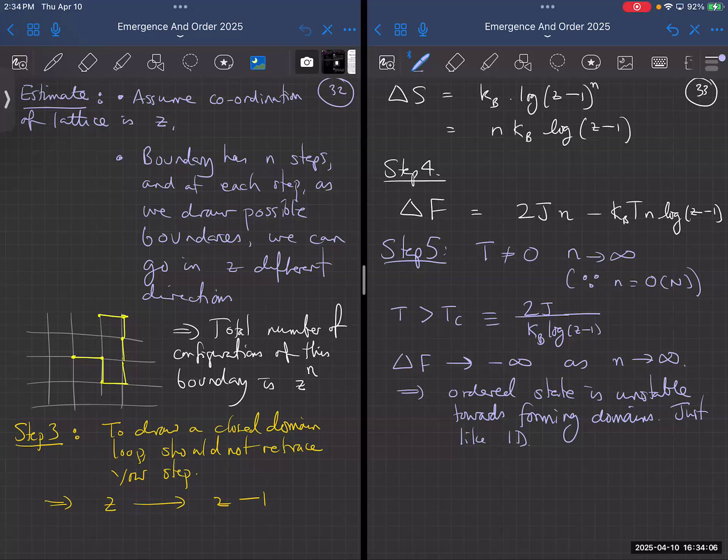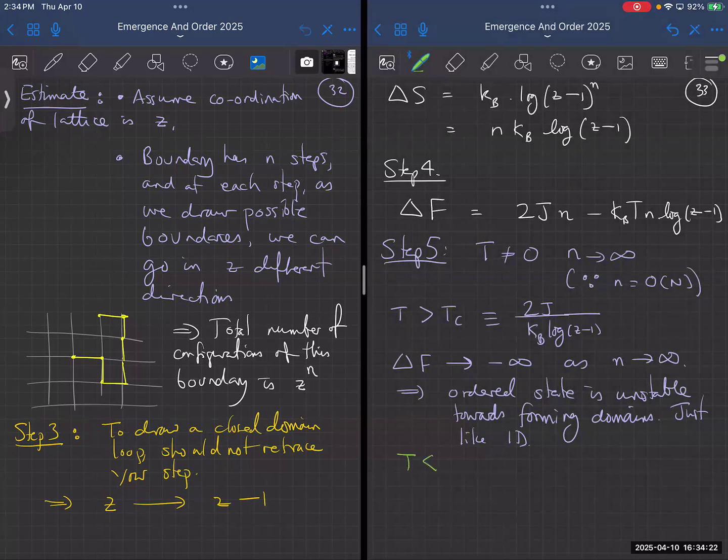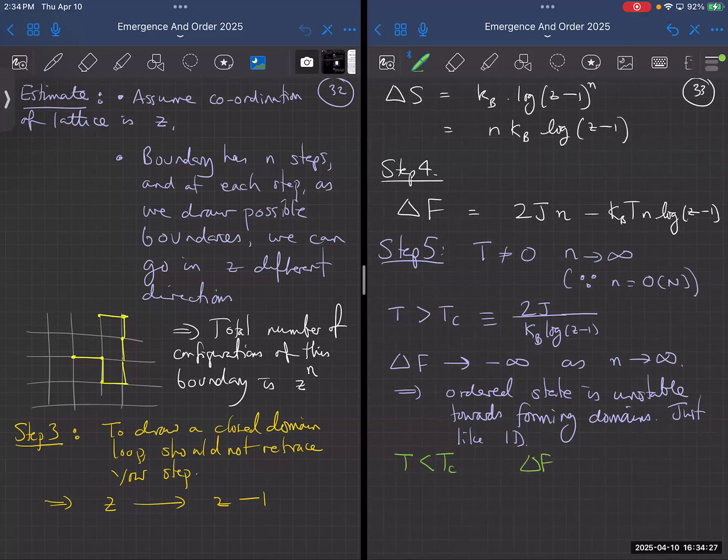So the free energy can lower itself by taking n to infinity with a domain wall. And so therefore the system will break up into domains, and you won't have an ordered state. But that is different if T is less than this number. So if T is less than T_c, then delta F is minimized not when n is going to infinity, but by n going to 0. In other words, the long-range order is stable.